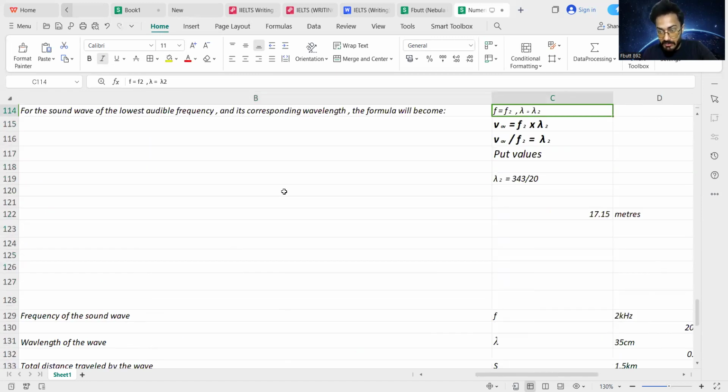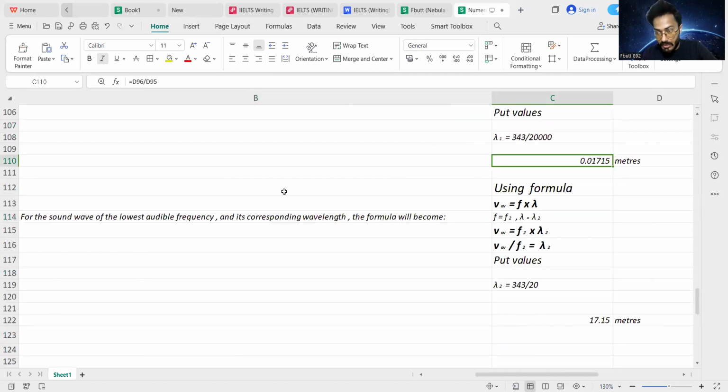In the previous numerical, we found the magnitude of the wavelength of the first wave, which is equivalent to 0.01715 meters. You have to write it in standard scientific form, and you know very well what is meant by standard scientific form.